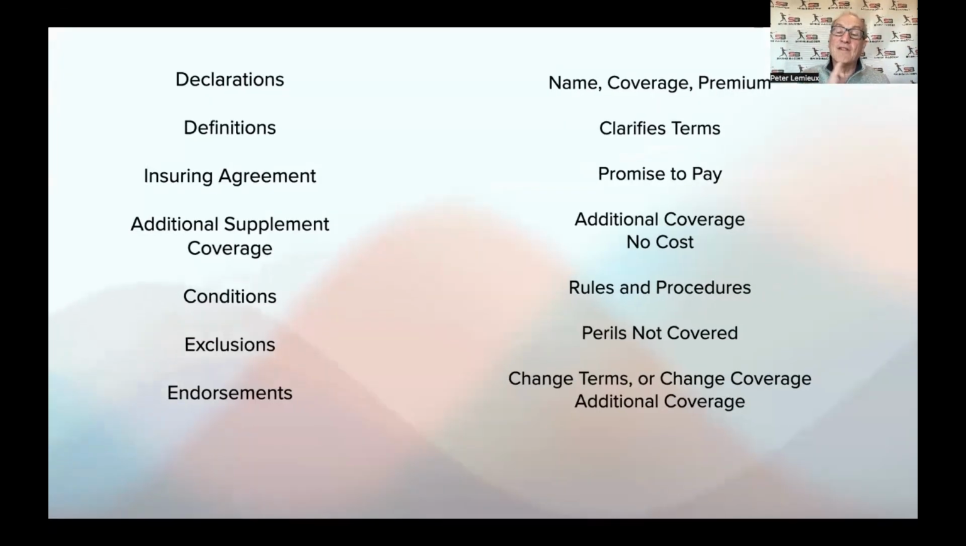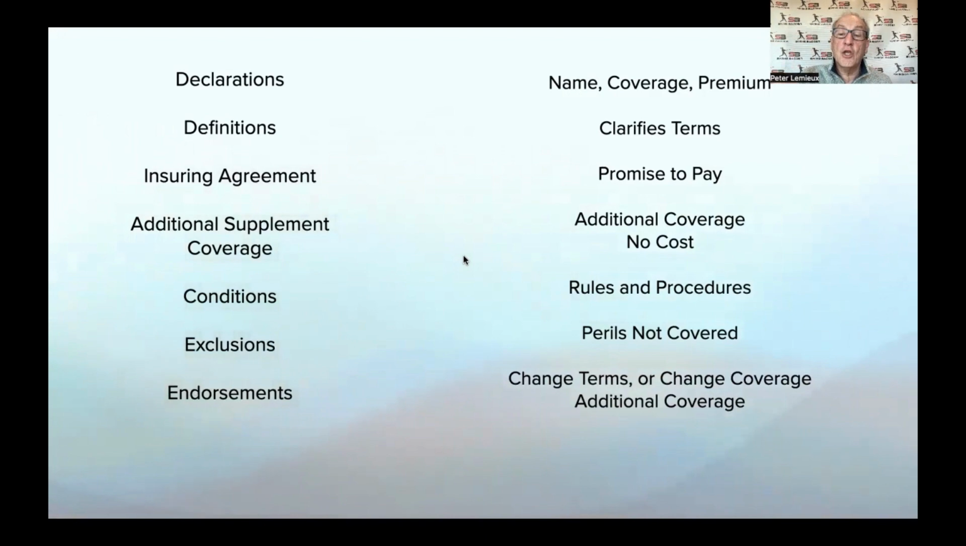Right here, we have 7 parts of a policy on the left. You got declarations, definitions, insuring agreement, additional supplement coverage, conditions, exclusions, and endorsements. That's what you're going to need to know. More importantly, you want to know, if those were empty drawers, what goes in those drawers? In declarations, you have name, coverage, premium.